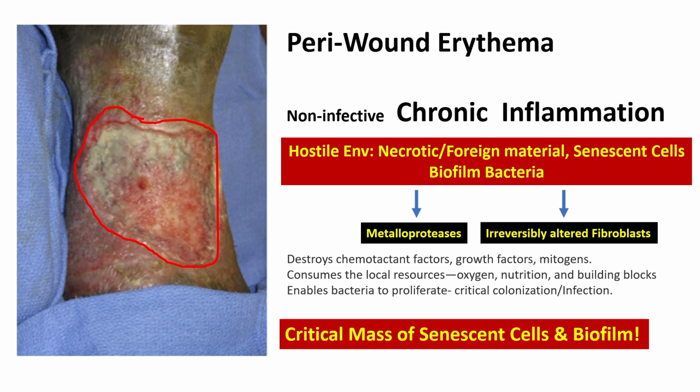So, just like we talk of critical colonization of bacteria, we can think of senescent cells and biofilm having a critical mass. So, in the absence of infection, the senescent cells and the biofilm can keep the wound going. So, however much you try to give antibiotics, we see patients being killed with antibiotics, wounds don't heal.